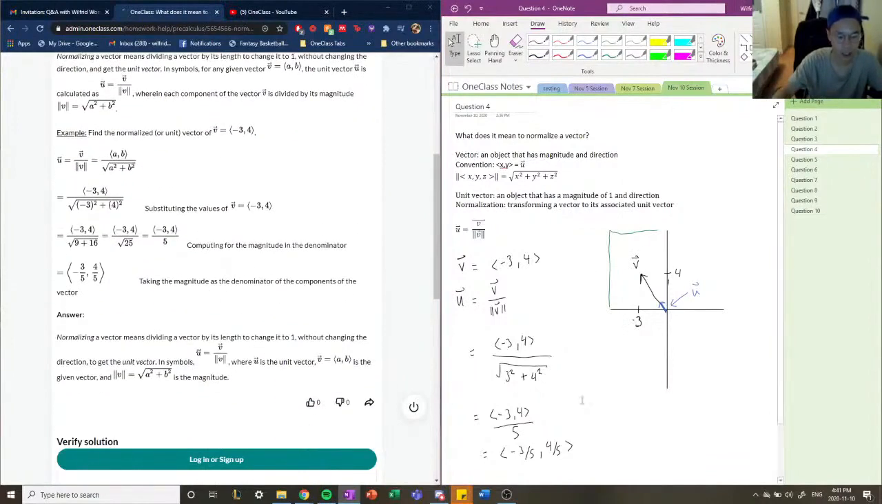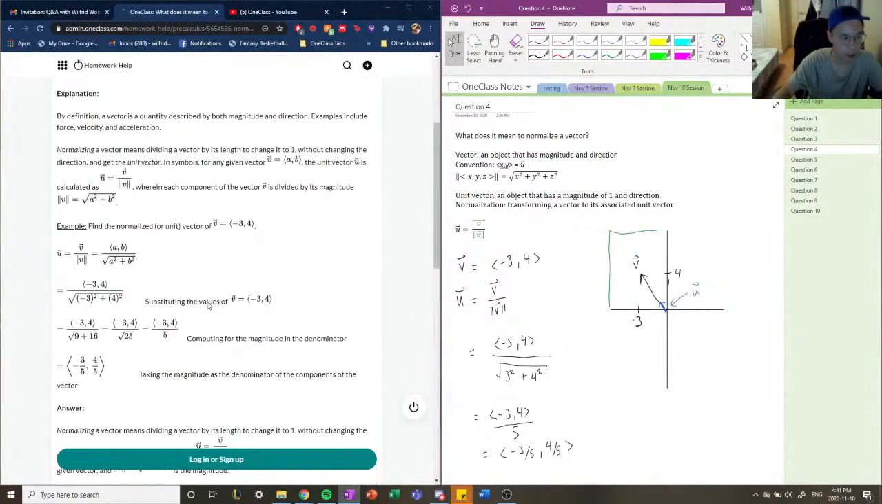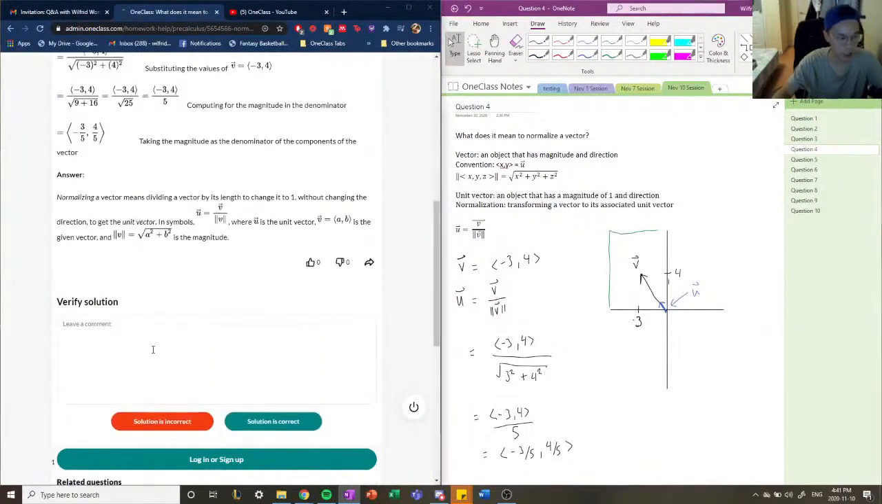The junior tutor used the same example as I did, and it also provided a very detailed solution. So this is the correct answer to this question. Good job.